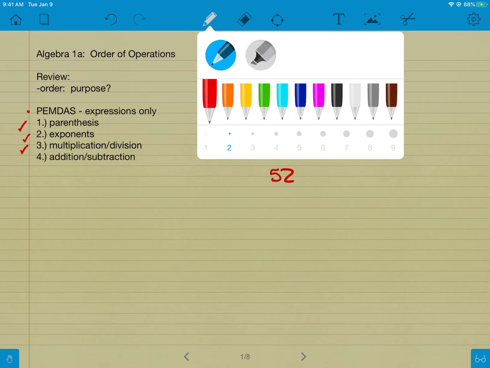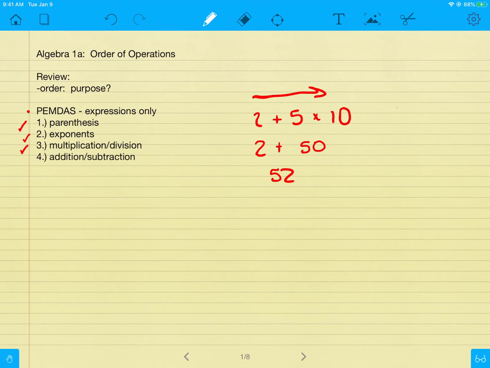Now, I did say that if you were to do the order wrong, you'd get a different answer. Just to show you, if you looked at the same problem and instead of multiplying first, you accidentally added first, you took 5 plus 2 and got 7, and then times 10, you'd get 70, which is definitely not the right answer. This is the order we've pre-established so that everyone gets the correct answer, which is 52.